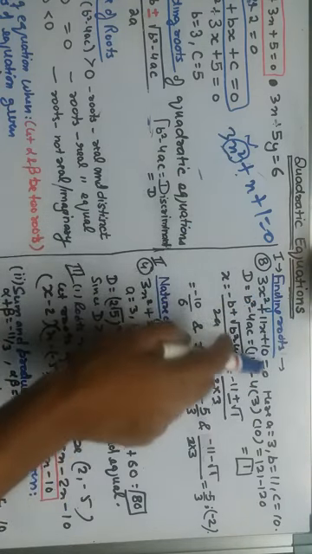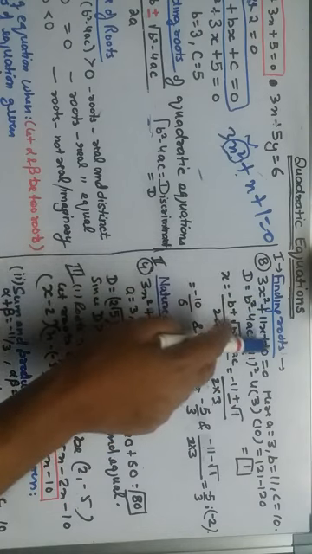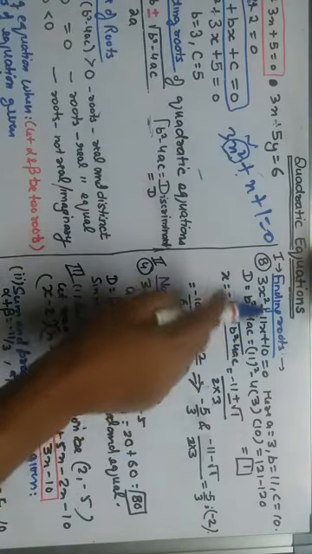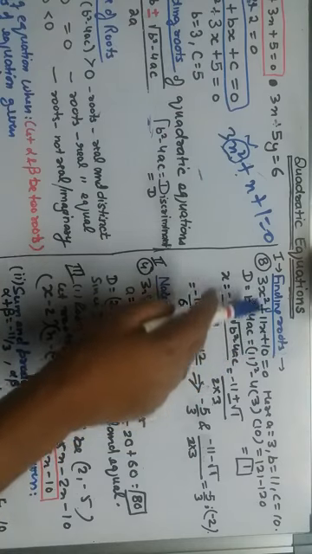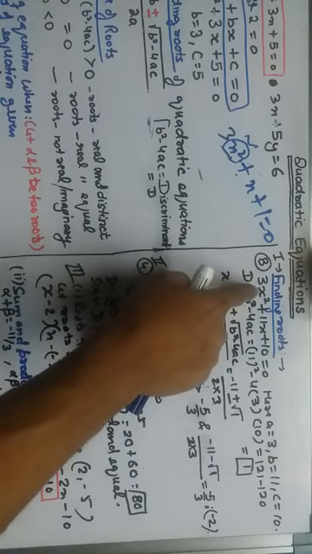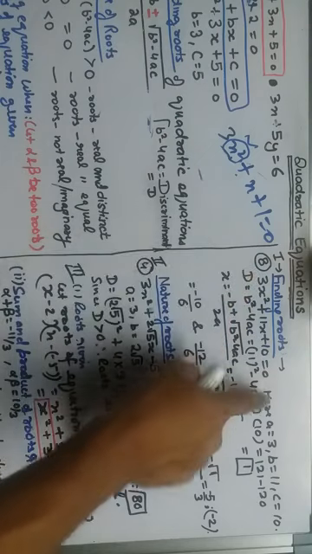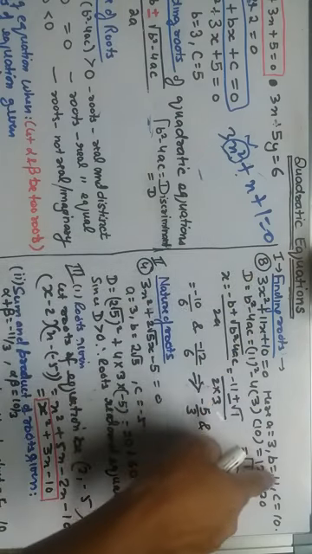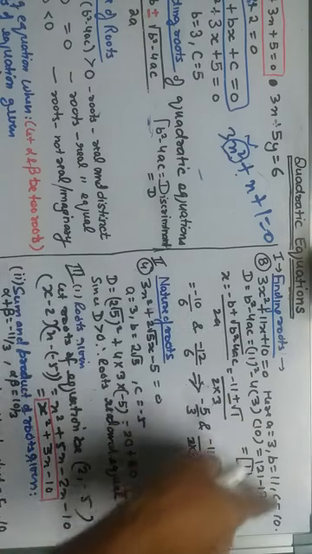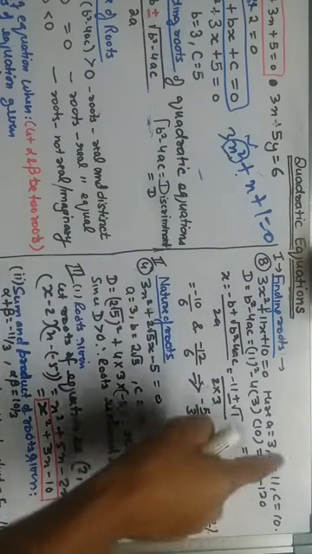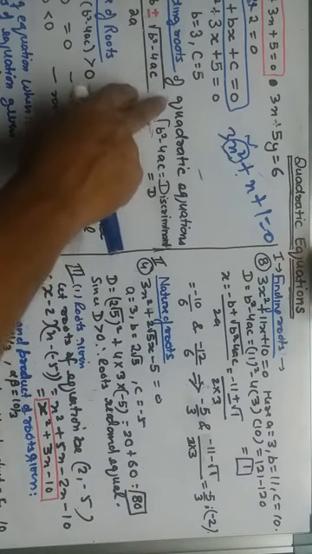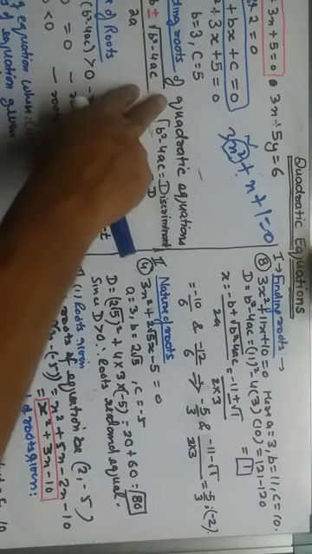Compare this equation with ax square plus bx plus c. So a is whatever is the coefficient of x square, so a is 3. Whatever is the coefficient of x is b. Whatever is the third term is c. So we have got a, b and c. How to find the roots? We have discussed on the left side: the roots are minus b plus minus under root of b square minus 4ac upon 2a.